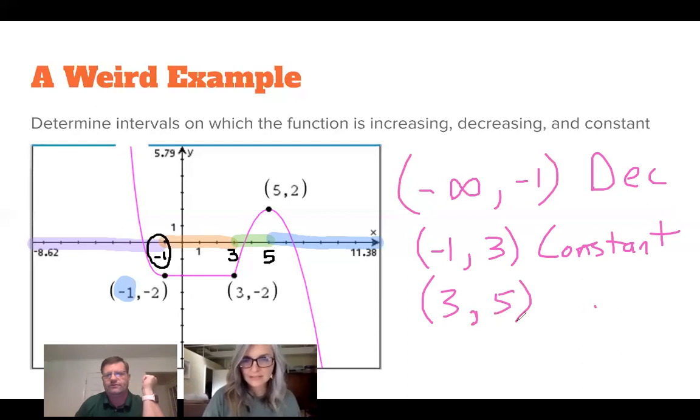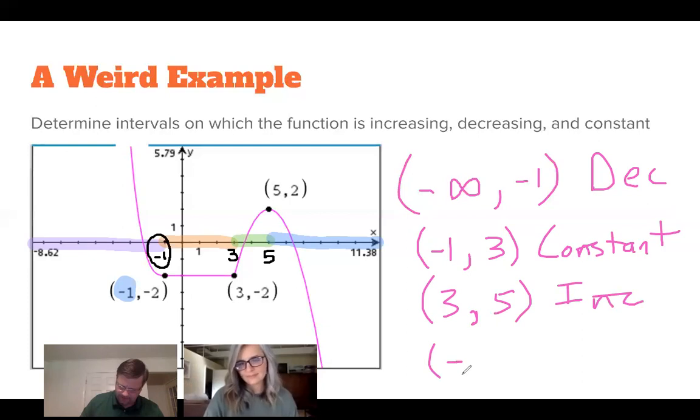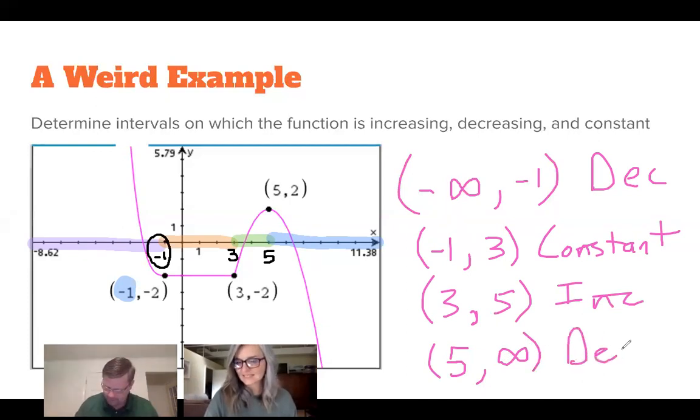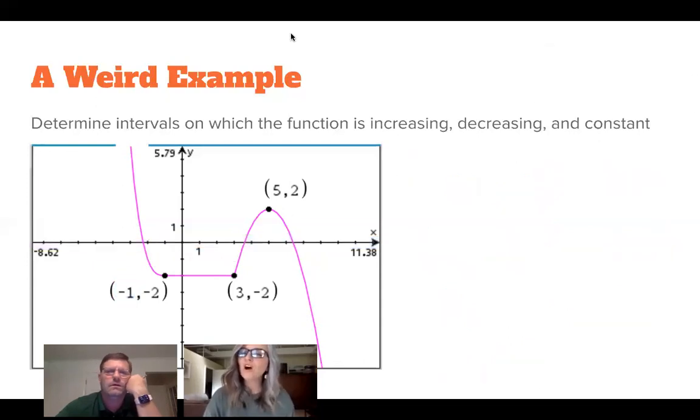The next section she highlighted is the graph going up, so this one is increasing. And then finally, from 5 to infinity, what is the graph doing again? It's decreasing. Okay, not the worst thing in the world, but this is about as hard as I can make it. Okay, cool. Let's move on.